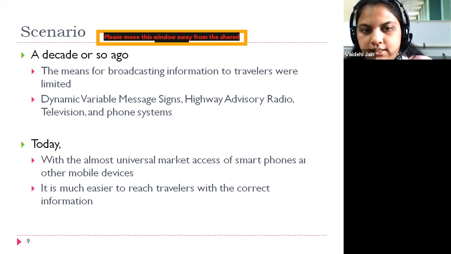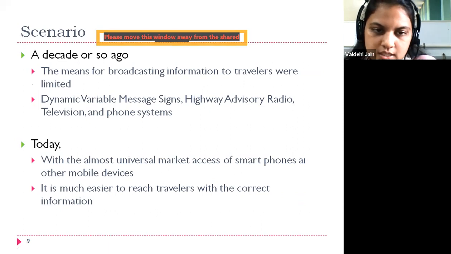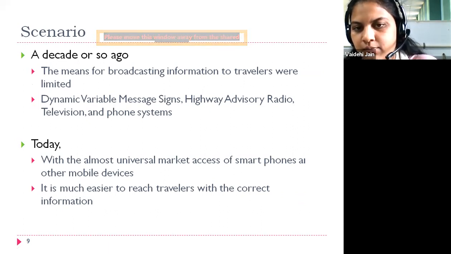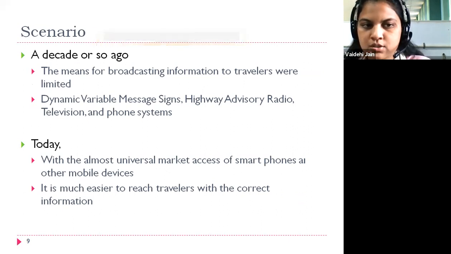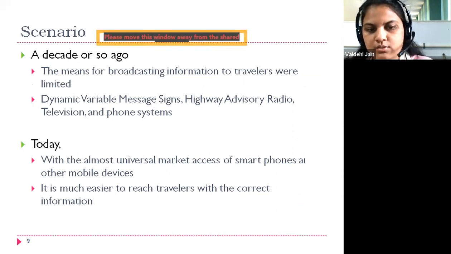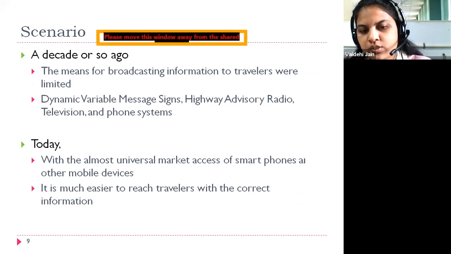In earlier days, why were they not using the technology? Because at that time they did not have that much broadcasting information or broadcasting tools. But nowadays you can see the universal market is accessing smartphones or mobile devices. So it is much easier for travelers to reach the correct information by using those mobile devices.